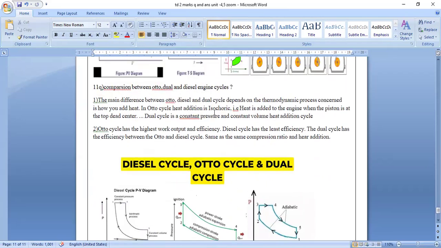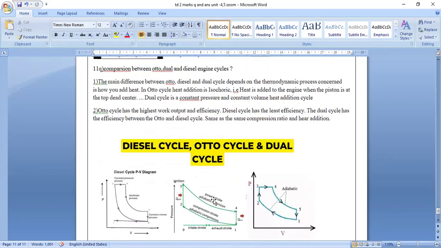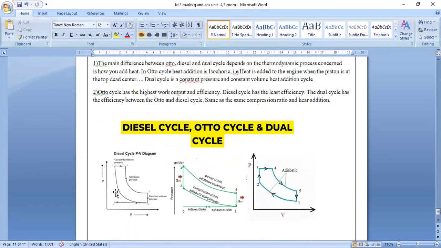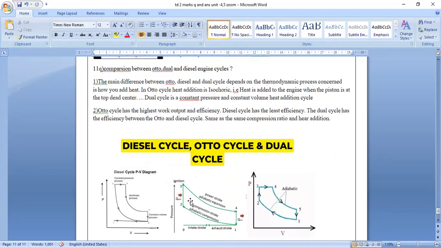In the Otto cycle, heat addition is isochoric. Heat is added to the engine when the piston is at the top dead center. The dual cycle is a constant pressure and constant volume heat addition cycle. So in the diesel cycle, what happened? Constant pressure heat addition is there. So here you can see, this is the first one. This is the Otto cycle.